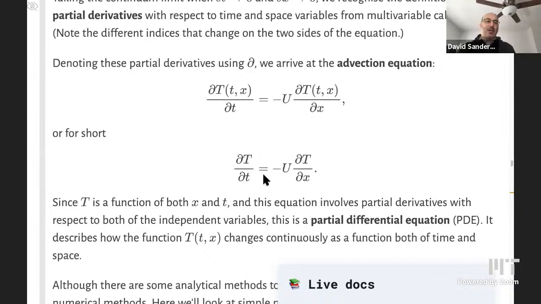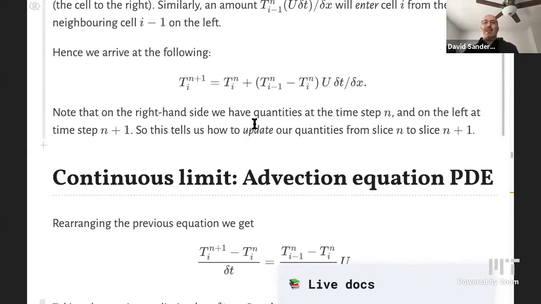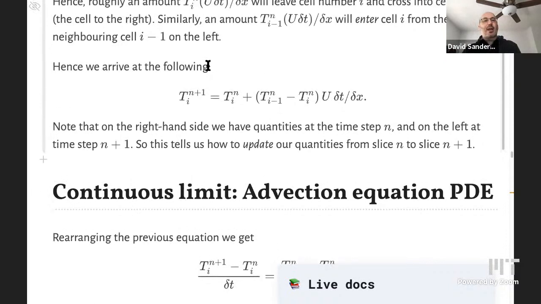And that is the advection equation, which is a partial differential equation. How are we actually going to solve that numerically? Well, we're actually going to discretize these continuous derivatives again, and we'll get exactly back to this same discrete formulation that we came up with to start with. In our opinion, it's much more natural to formulate it in this discrete world.